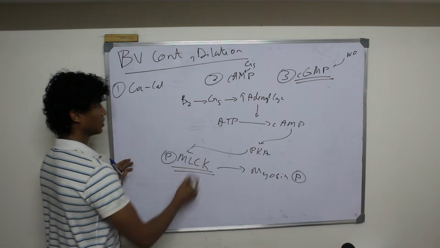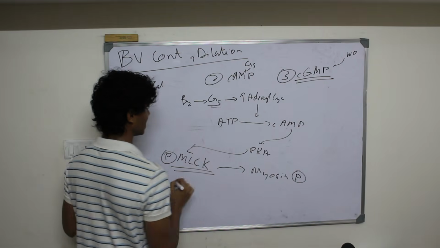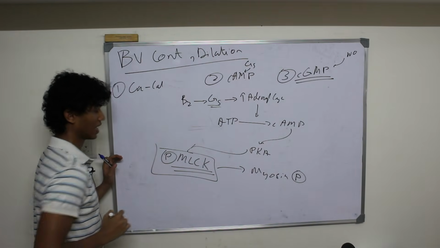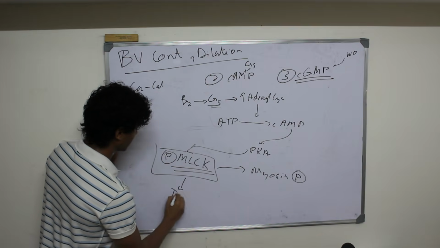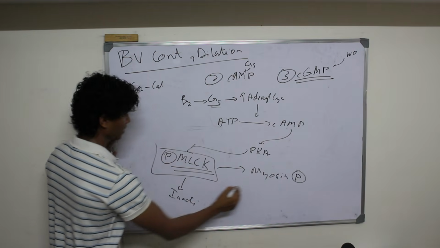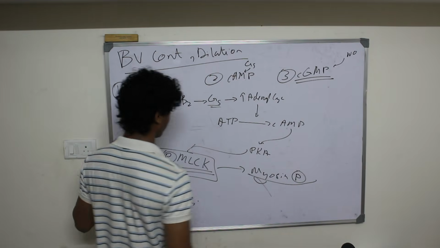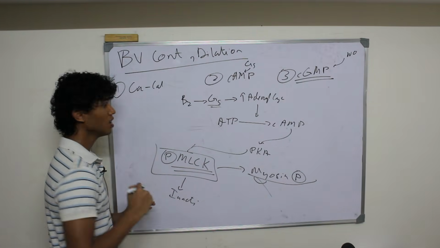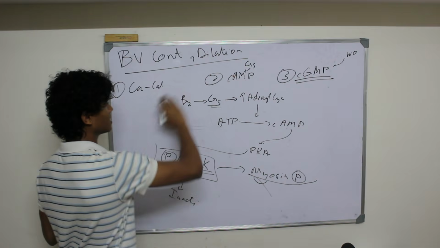But the thing with these GS and adenyl cyclase is that cyclic AMP increasing PKA, phosphorylating your myosin light chain kinase, actually inactivates it. If it inactivates it, it prevents the phosphorylation of myosin, preventing smooth muscle contraction, resulting in vasodilation. So that's this entire pathway.